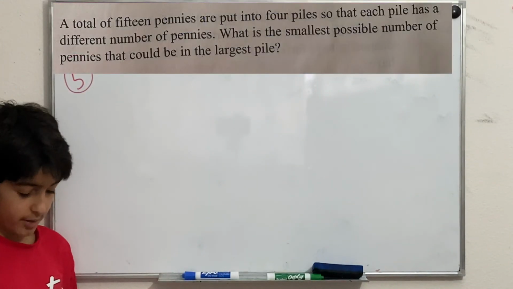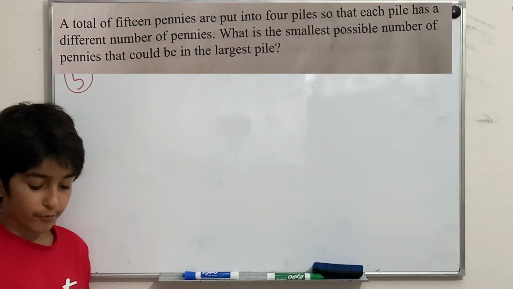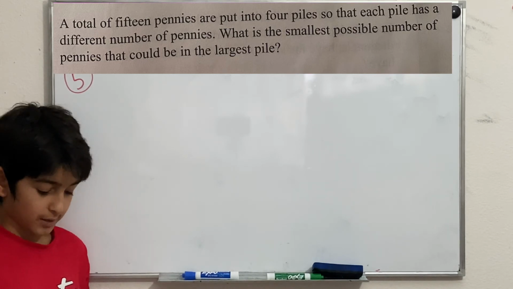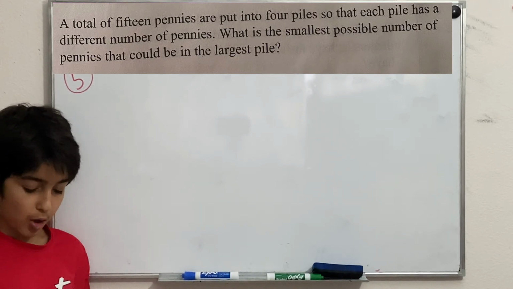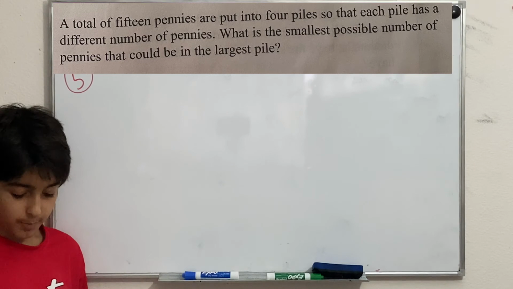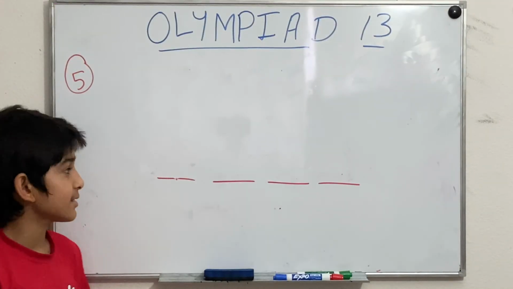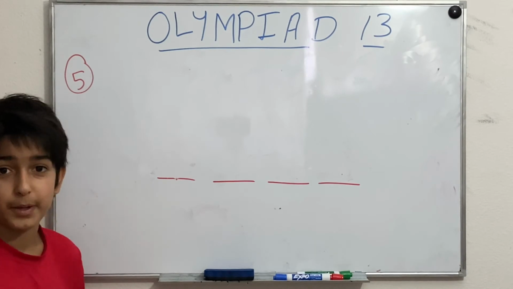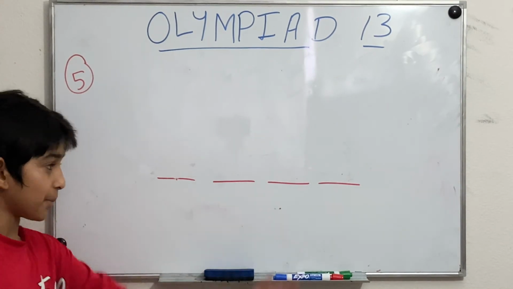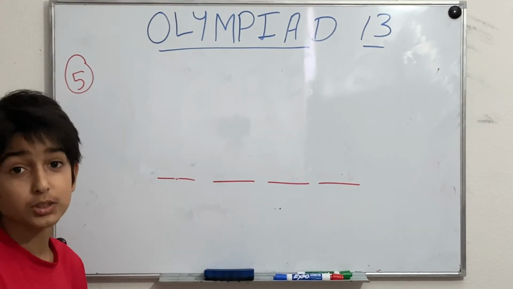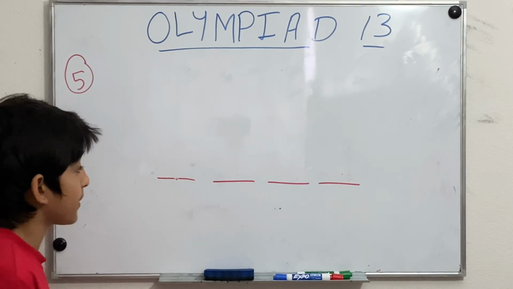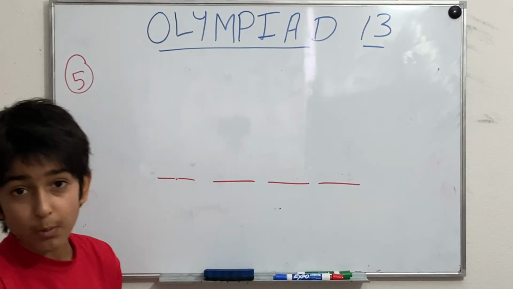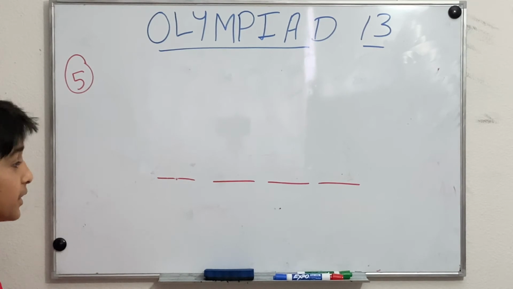The fifth problem says a total of 15 pennies are put into 4 piles so that each pile has a different number of pennies. What is the smallest possible number of pennies that could be in the largest pile? So, as the question says, there are 4 piles and there are 15 total pennies. We have to find different amounts, and also we have to find the smallest amount of pennies in the largest pile.